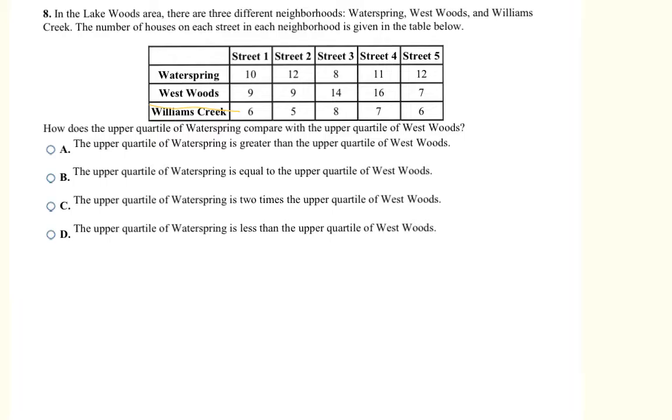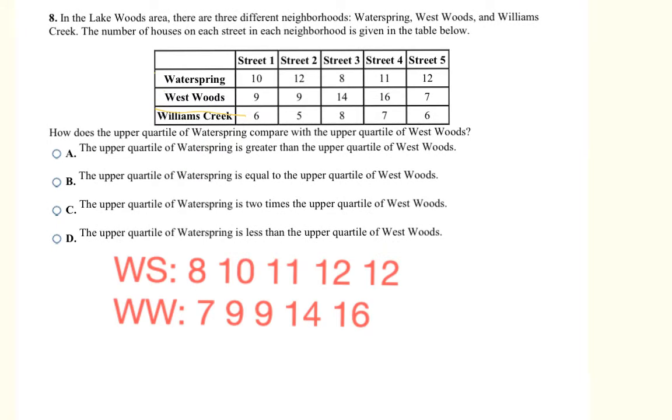So to find the upper quartile, I need to put the data in order for Water Spring and for Westwoods. Put those numbers in order, it's going to look like this. The first step in finding the upper quartile is to find the median. So the median of Water Spring is 11, and the median of Westwoods is 9. So then I need to find the median of my upper 2 numbers for both of these. The middle number between 12 and 12 is going to be 12. The middle number between 14 and 16 is 15.